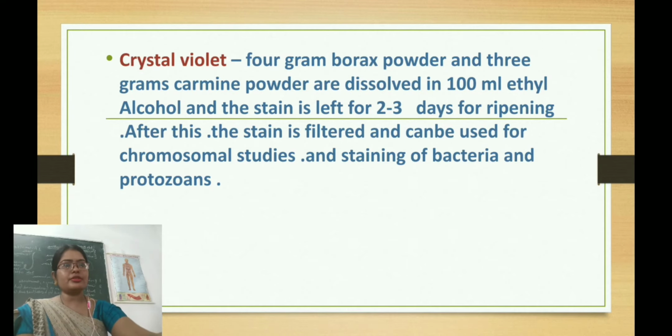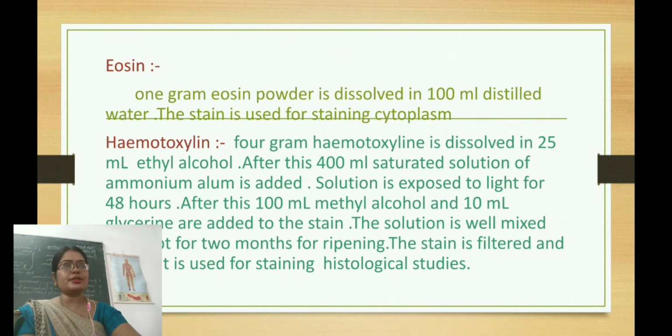Our next one is crystal violet. So crystal violet is used for staining bacteria, protozoa and other chromosomal studies. 14 gram of crystal violet is dissolved in 100 ml ethyl alcohol, and then the stain is left for 2 to 3 days for ripening. After this, the stain is filtered and can be used for normal studies of chromosomes and staining of bacteria and protozoans.